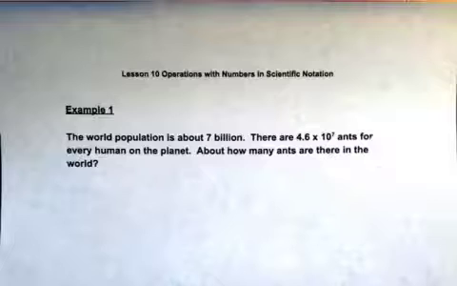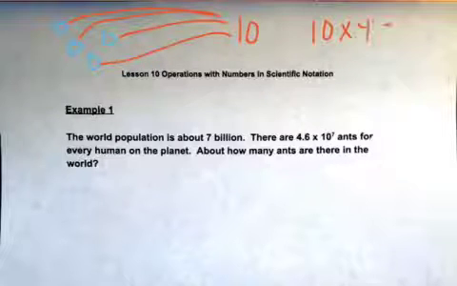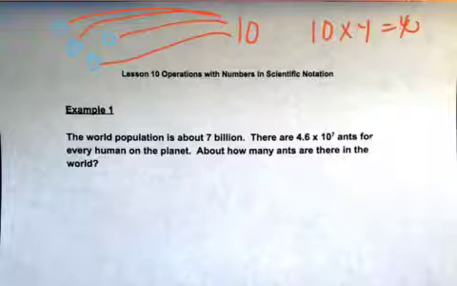So this problem would be like saying I've got 4 kids in my class, and I have 10 Snickers bars for every kid. Well, that's going to be 10, 10, 10, 10. How many Snickers bars are there in all? Well, how do I figure that out? Well, I can just do 10 times 4, which is 40 Snickers bars. Okay, so it's kind of similar here. There's about 7 billion people, and for every person, there's 4.6 times 10 to the 7 ants. So what I'm going to do in this case is I'm going to multiply.